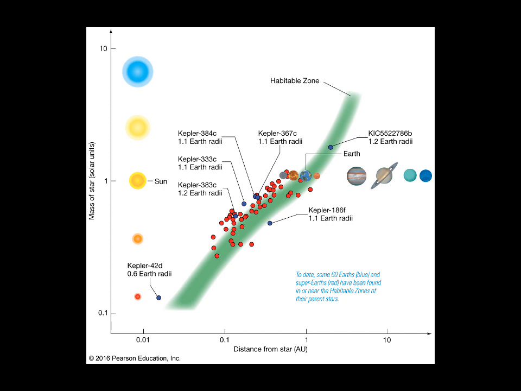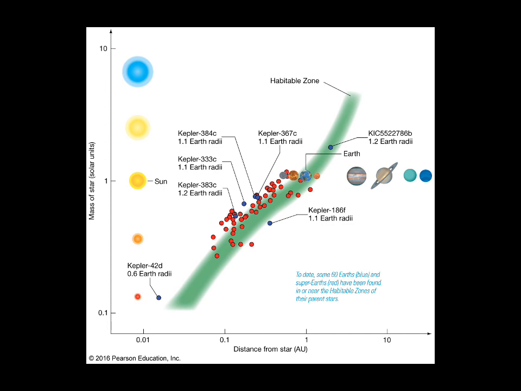And then here we are with mass of the star on the vertical axis and distance from the star on the horizontal axis. And you can see how mass relates to temperature by showing small red cool stars and then larger blue hot stars. And then you can see how the distance from the star is affected by the temperature and mass of that particular star.